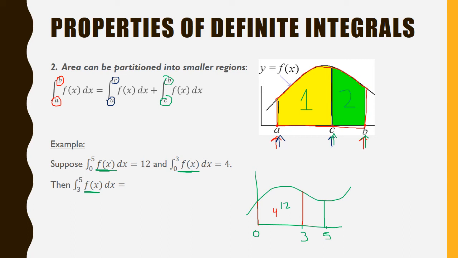So this from 3 to 5, what is this? Well, the answer would be that you would take the area from 0 to 5, the 12, and you would subtract the area from 0 to 3. Alright, makes sense? And of course that gives us 8.